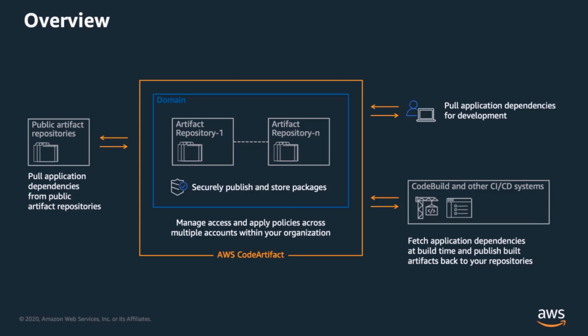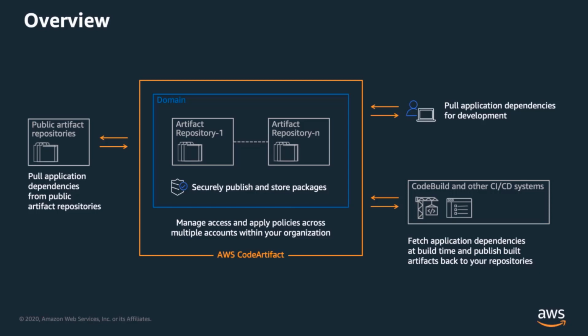And then on the right-hand side, we see what we have. You can pull application dependencies for development. So this could be a developer who's working at their workstation and they want to pull in all of the dependencies that their production application needs so that they can test it locally. So they'll interact with the CodeArtifact repository directly or the domain directly. And if there's a package that's not present in the repository, you can configure it to go to the public repository and pull it in if needed. You can also say, I don't want public artifacts in there, and you can turn that off if that's what's appropriate for your business.